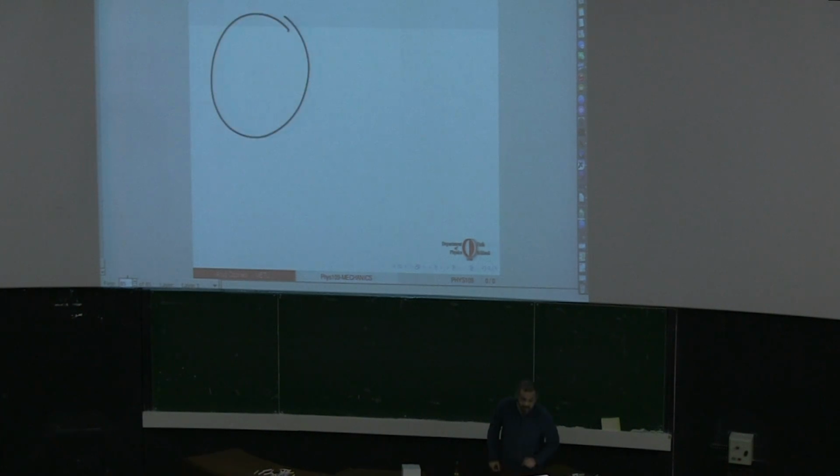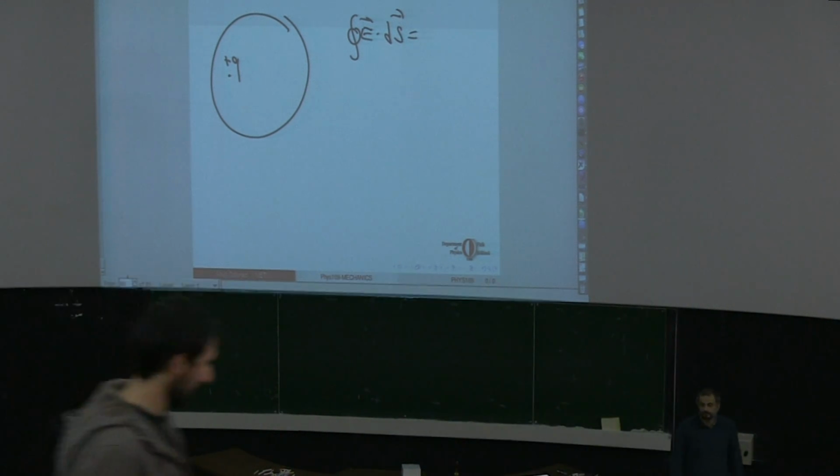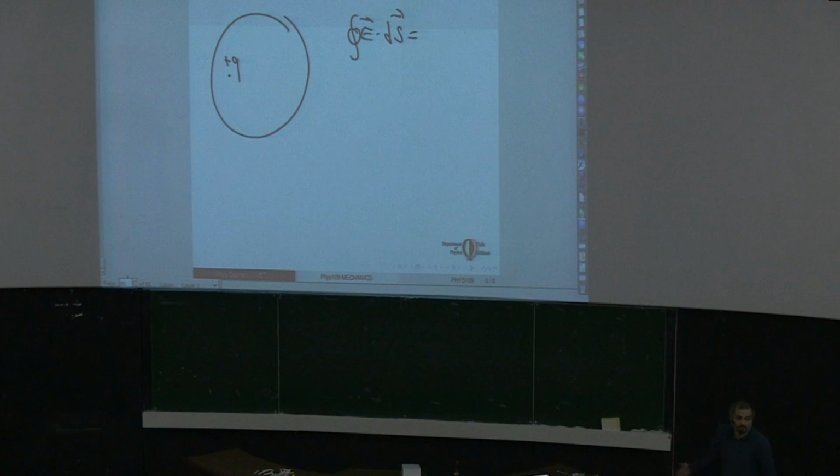Okay, we again have a sphere. But this time, I'm not putting the charge at the center. I'm putting the charge over here. What will be E dot ds? Nothing will change, because basically we are counting the number of field lines that are leaving my charge. This will again be Q over epsilon 0.